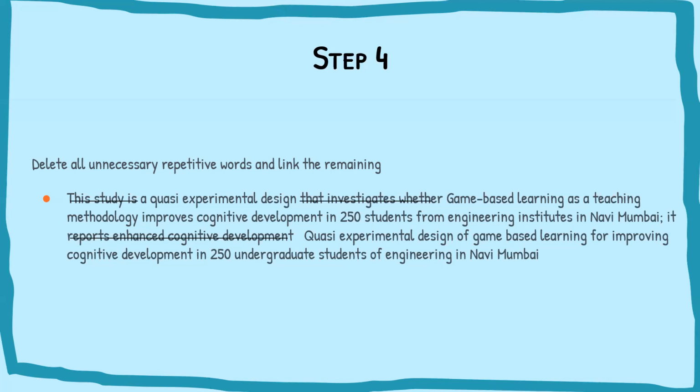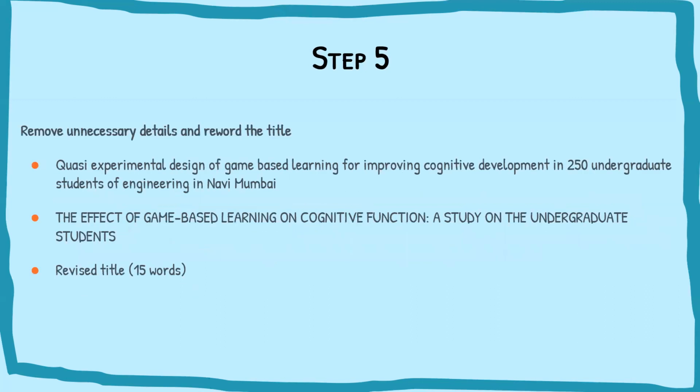Therefore we need to further revise this title. From this revised title we have been able to reduce it to 21 words, but we need to revise it further. So in step 5, we will remove the unnecessary details and revise the title of the paper. I can revise it in this way: The Effect of Game-Based Learning on Cognitive Function, a Study on the Undergraduate Students. And the revised title is 15 words.